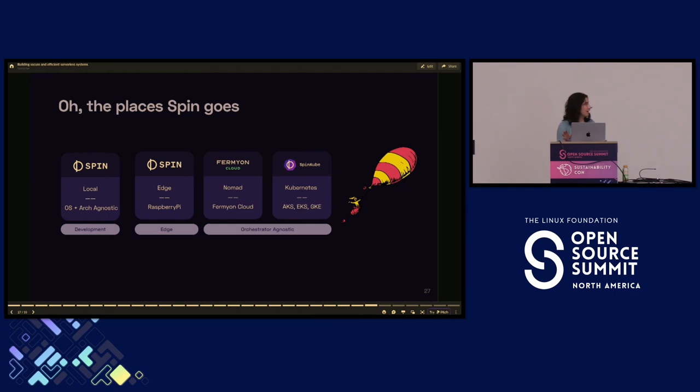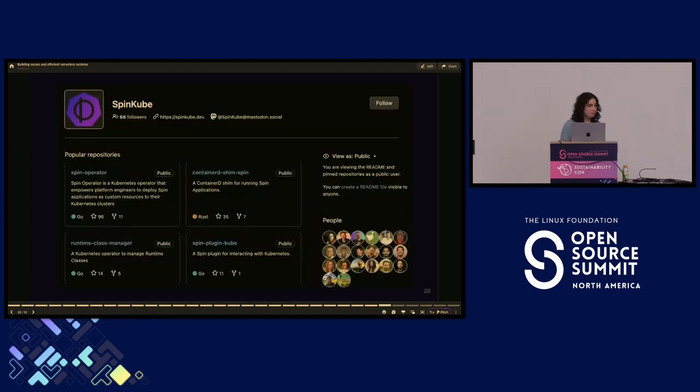But the part that is really exciting and in the context of Kubernetes is there's a project called SpinCube that enables you to run WebAssembly applications on any Kubernetes cluster. So I'm gonna talk about that one a little. So SpinCube, we announced a few months back at KubeCon North America keynote that we're submitting it as a sandbox project or incubating project to the CNCF.